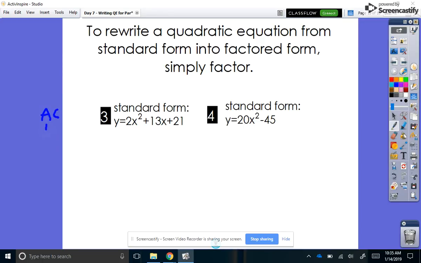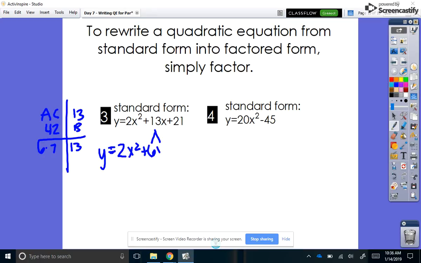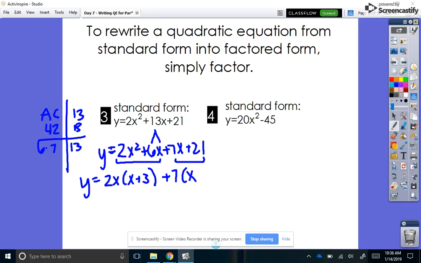Number 3, I'm going to do the AC method. So what 2 numbers can you multiply to get 42 and add to get 13? That's going to be 6 and 7. You can't use the shortcut here. So I have y equals 2x squared plus 6x plus 7x plus 21. Then you need to factor by grouping. Here I can take out a 2x and I have x plus 3. Here I need to take out a 7 and I have x plus 3. So I get (x plus 3)(2x plus 7).